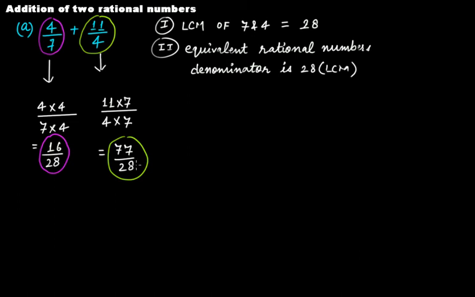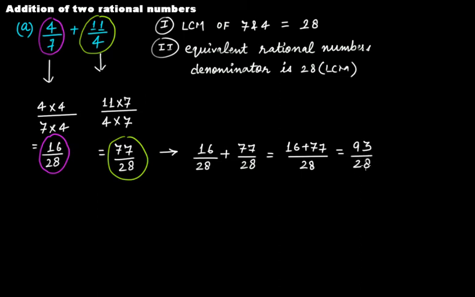Okay, now what's the benefit of this? Now we have the same denominators, that is 28, right? That's why we took LCM. Now you simply add it like this. This is 16 over 28 plus 77 over 28. The denominator is common, so simply write the denominator as it is and just add these two numerators. If you add it, you get 93 over 28. This is the answer for this one.